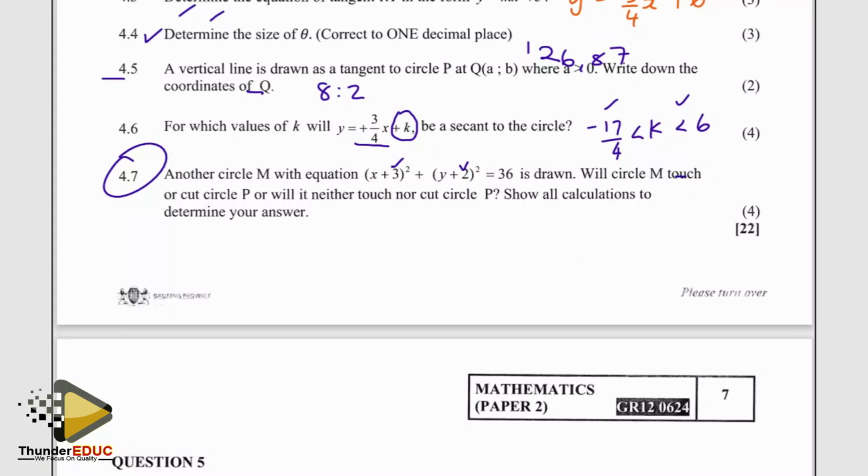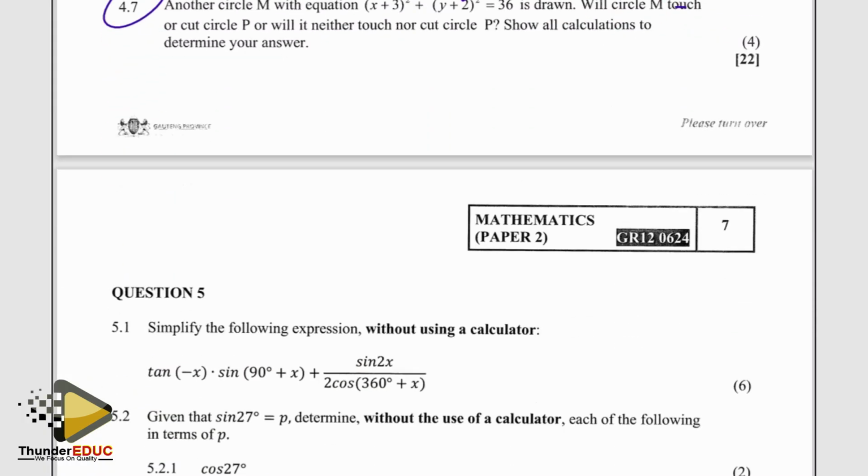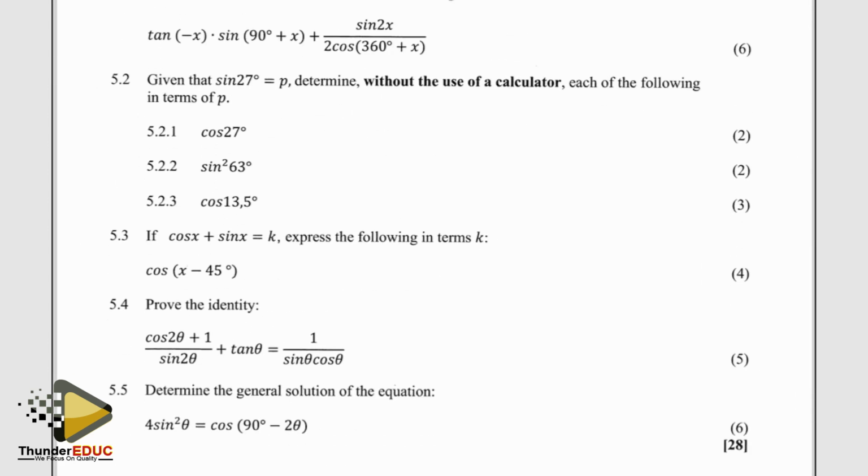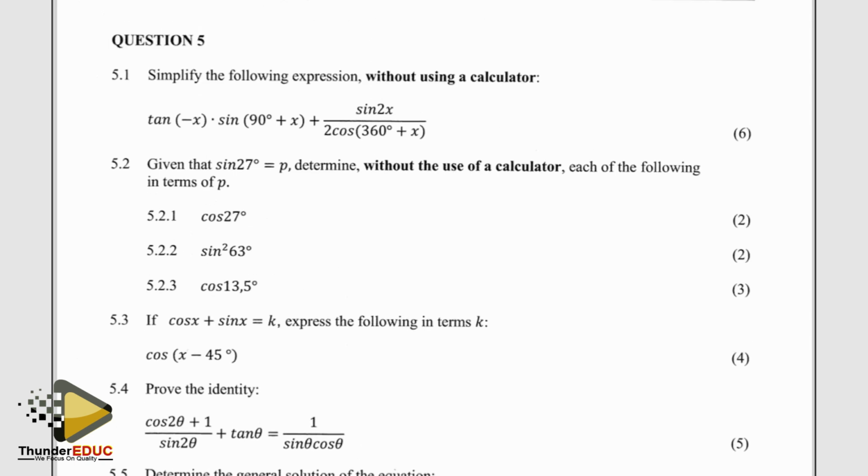All right, so that is question number 4. Then question number 5, the trigonometry. They want us to simplify this without a calculator. How long can it take for me to do this, and how much space do I need? So I know that tan negative x is going to be the same as negative tan x. The sine of 90 plus x is going to give me the cos of x.